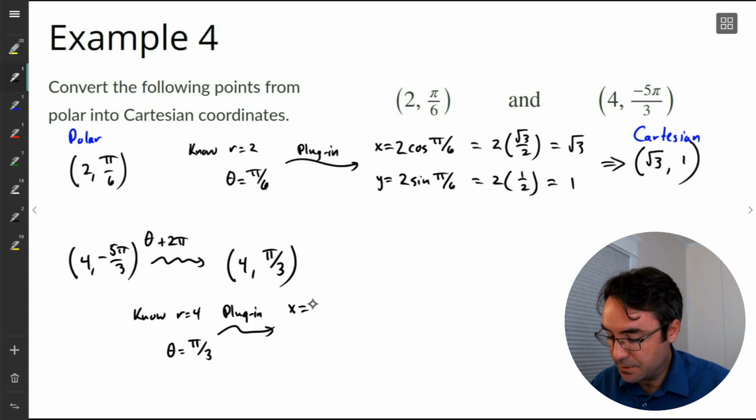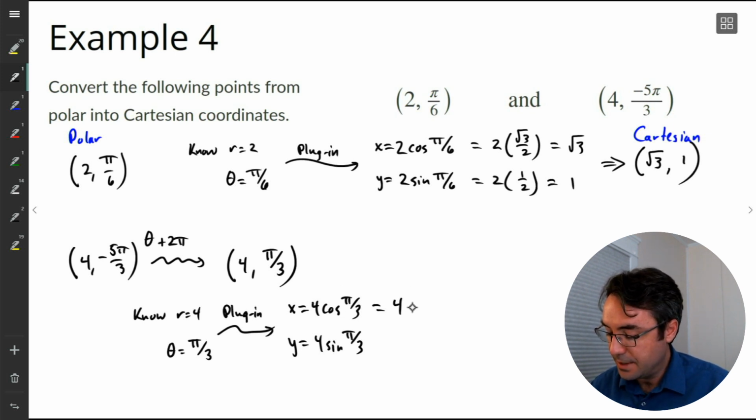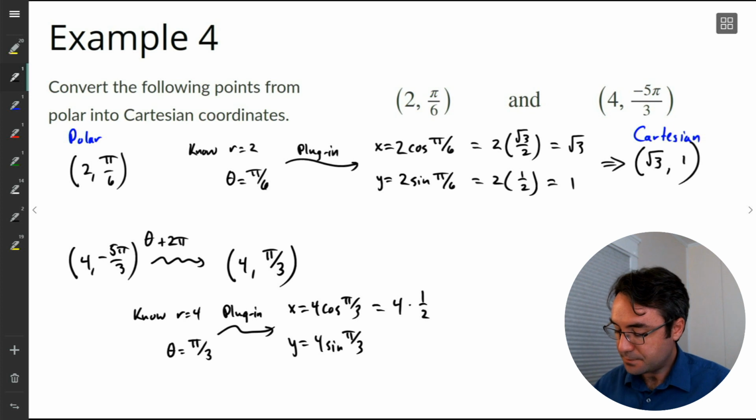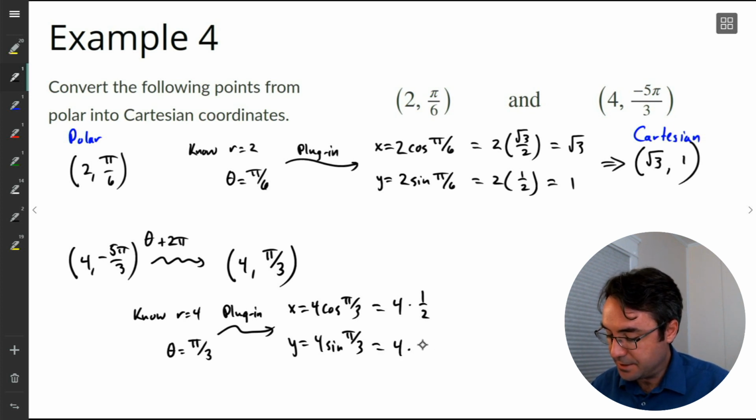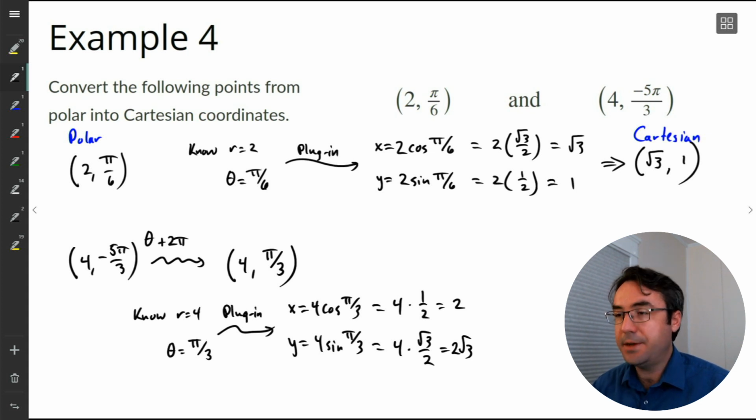So we get x is equal to 4 times cosine of pi over 3. Y is equal to 4 times sine of pi over 3. Let's do the evaluation. So cosine of pi over 3 is 1/2, and sine of pi over 3 is square root 3 over 2. Simplify. We end up with 2 and 2 times square root 3.